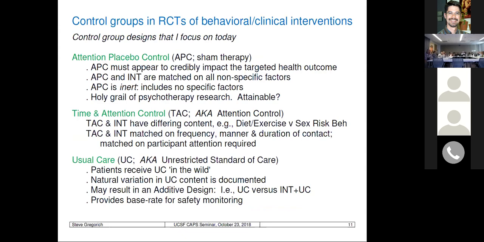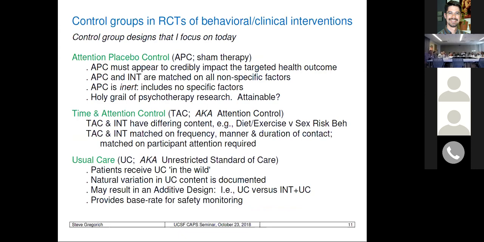because I think it's important to understand where time and attention control came from. So I think a lot of people felt that attention placebo control in behavioral research really wasn't tenable. So they came up with a time and attention control. And I think the thinking was, well, I can't really have this kind of credible sham intervention, but at least I can control for the amount of time and attention that participants have to engage the intervention.